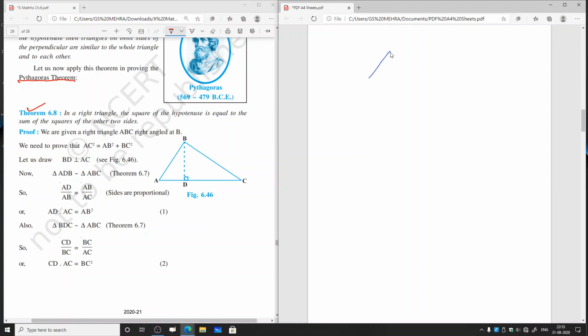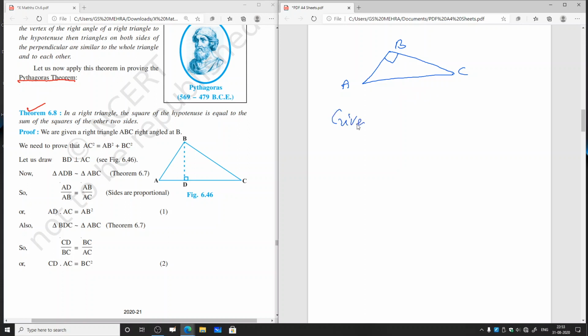So this is the right triangle ABC, and here angle B is 90 degrees. What we have to prove is that the side opposite to the 90 degree angle, that is the hypotenuse, the square of that is equal to the sum of the squares of the other two sides.